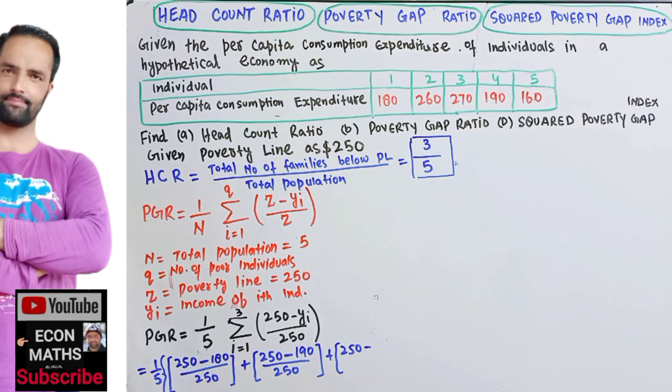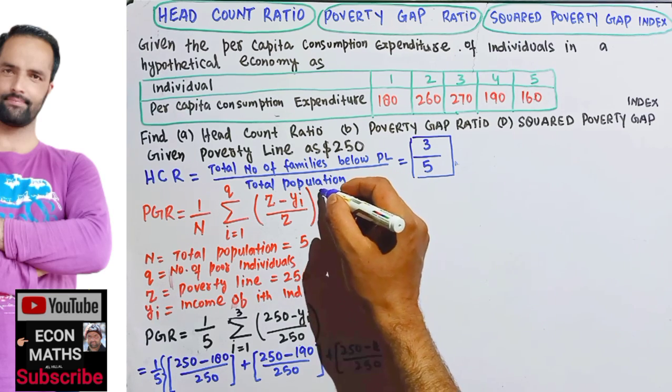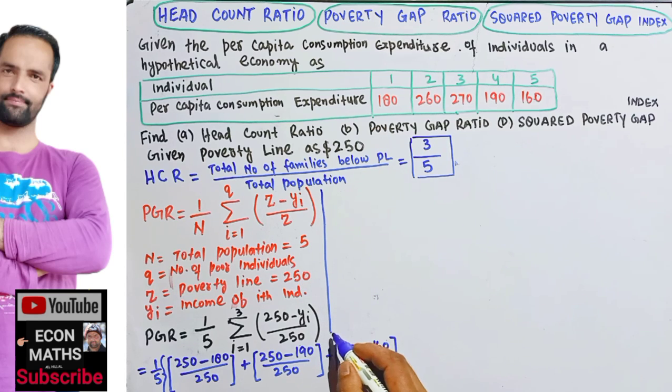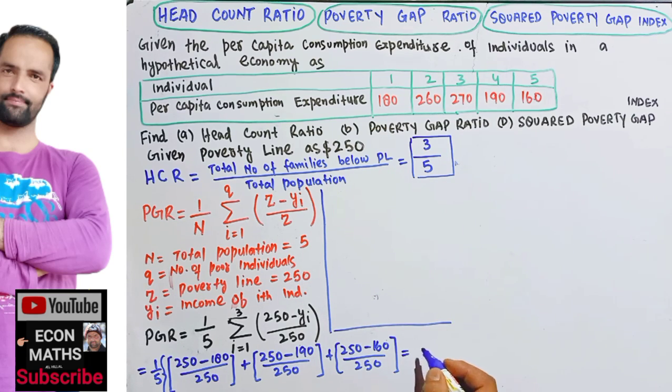So our third individual, which is below the poverty line, is the fifth individual. So we have 160 divided by 250. When you calculate and solve it, it will come out to be 20 upon 125, or 0.16.